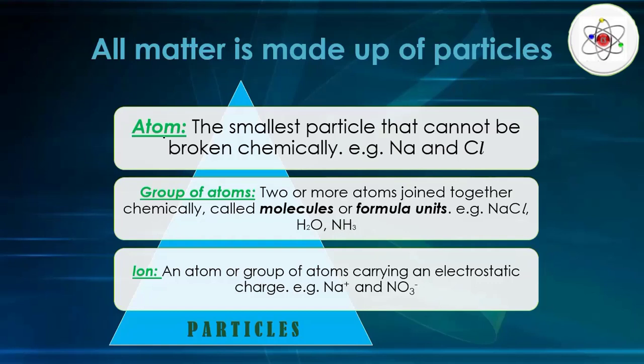When an atom or group of atoms gets a positive or negative charge, it is called an ion, or charged particle. So this is a sodium cation and a nitrate anion. In nitrate, a group of 4 atoms, it gets an overall 1 negative charge. Okay, so we must be very clear about particles before moving forward.